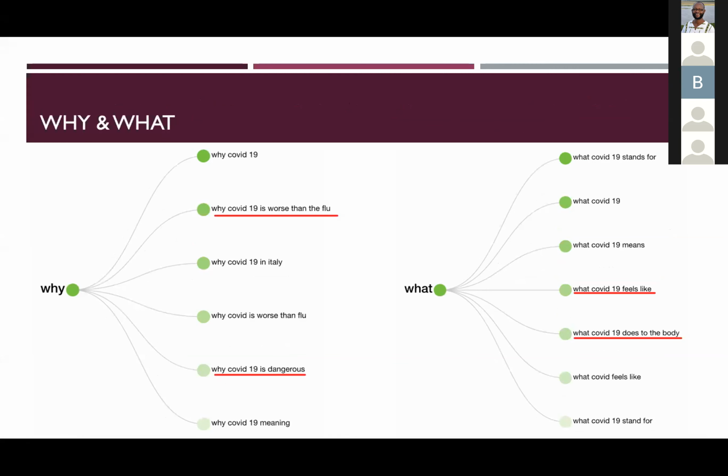And someone asking that means that, not actually someone, because it's a compilation of how many times some of these questions have come up. If you notice that the circles are greener on top and lighter at the bottom, which shows that there are more questions coming up, for example, with why COVID-19 is worse than the flu, compared to why COVID-19 is dangerous. The greener it is means that that question has been asked quite a number of times. Same example goes even for what COVID-19 feels like, what COVID-19 does to the body.